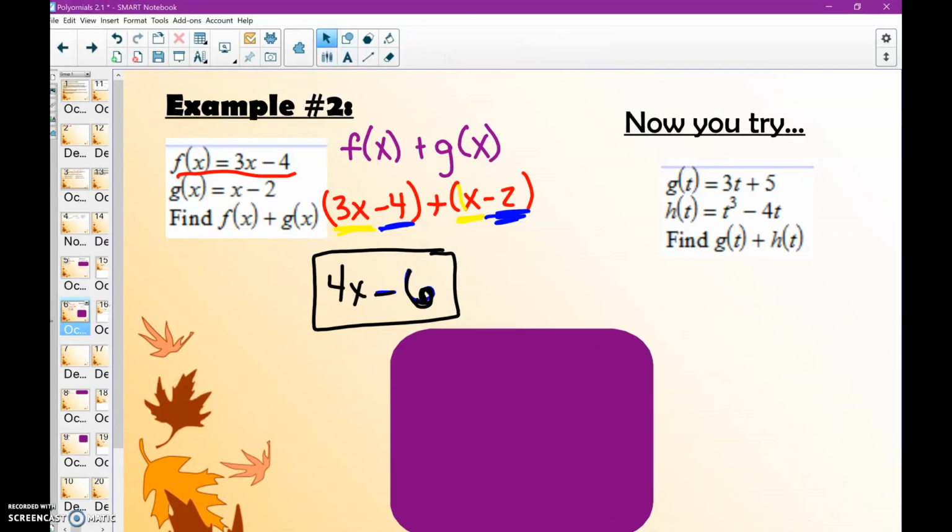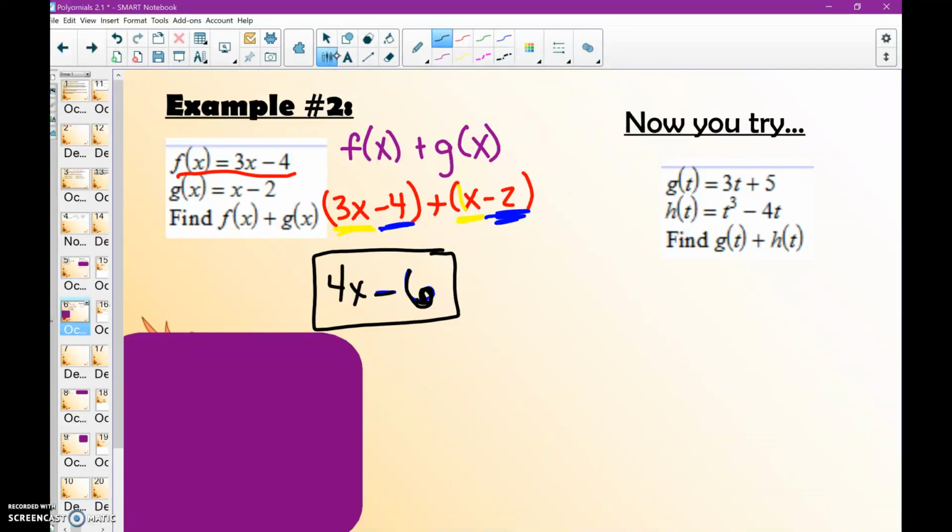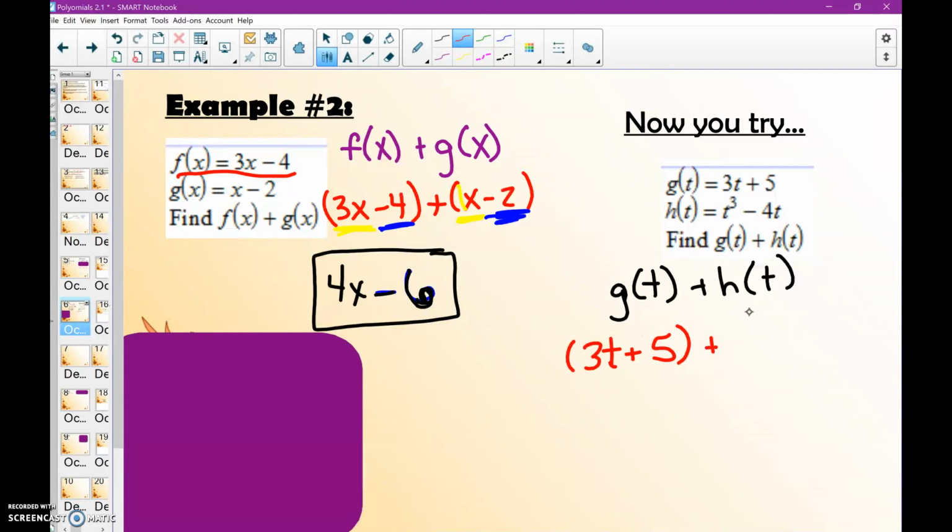All right, so first of all, let's rewrite this guy. So I want g of t plus h of t. And let's replace that. G of t is 3t plus 5. I'll put little curly keys on my t's so you can tell them from the other t's. Plus sign goes in the middle. And then we've got t cubed minus 4t.